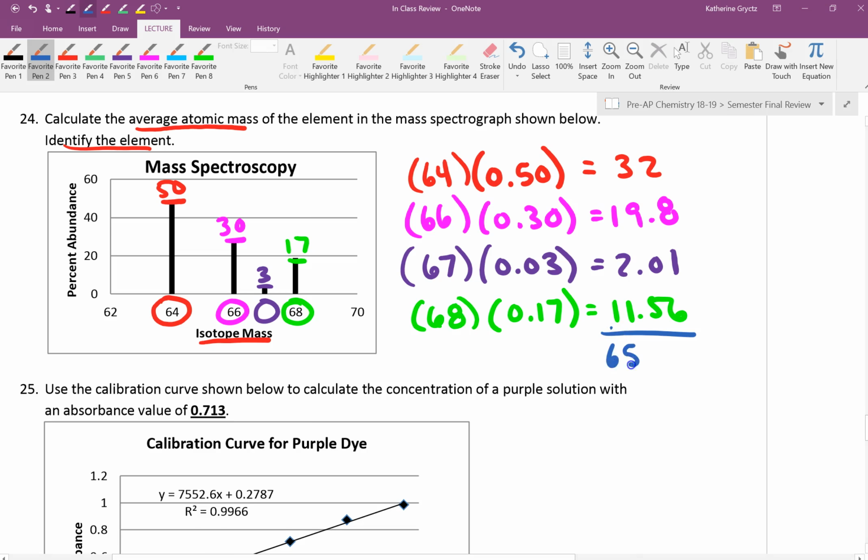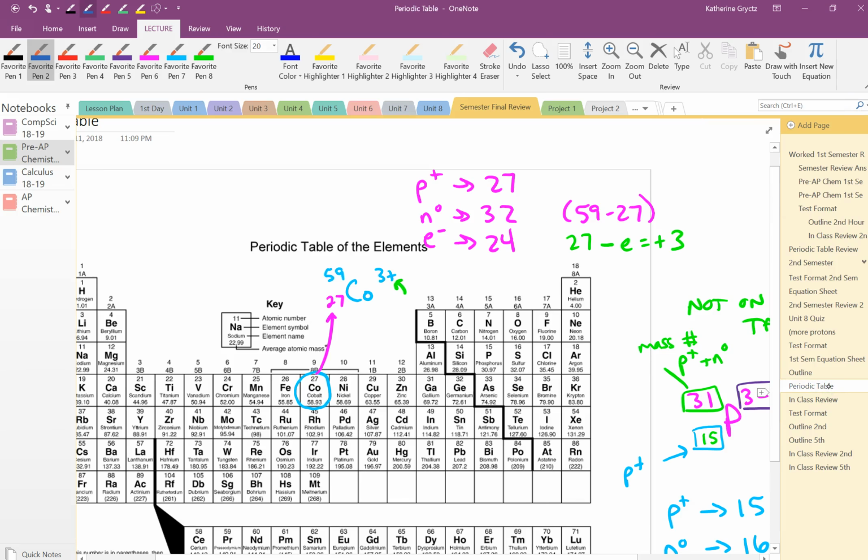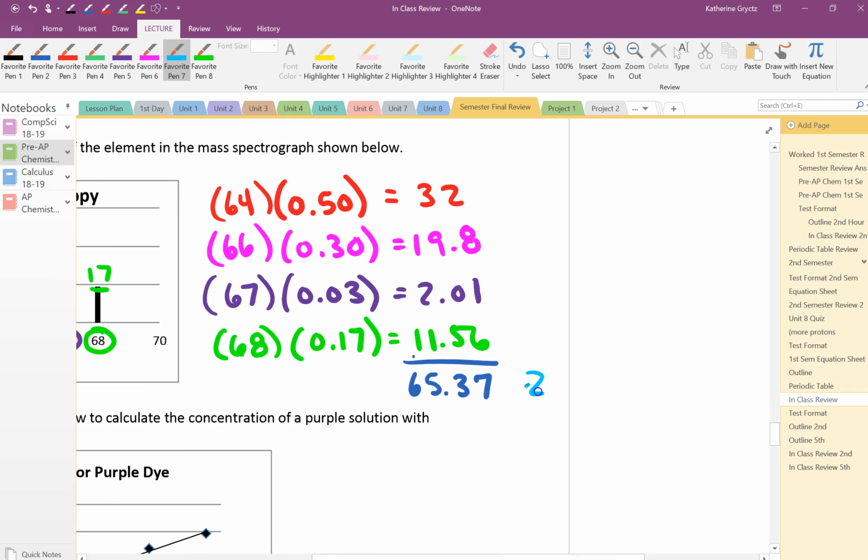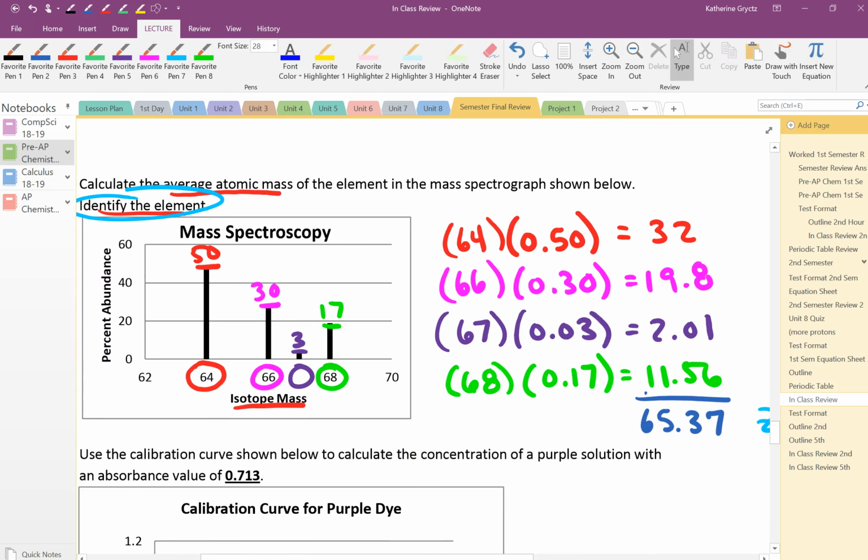Okay, so when you add these up together, you get 65.37. So that is the average atomic mass of this element. That is what is on the periodic table, that decimal number. So if we got 65.37, we are looking for something that has the average atomic mass closest to that. And you'll find right here, zinc has an average atomic mass of 65.39. So that's how we're going to identify this element. The element here has to be Zn. Mine is a little off what they got on the periodic table because I'm eyeballing these numbers. There's not very good percentages.